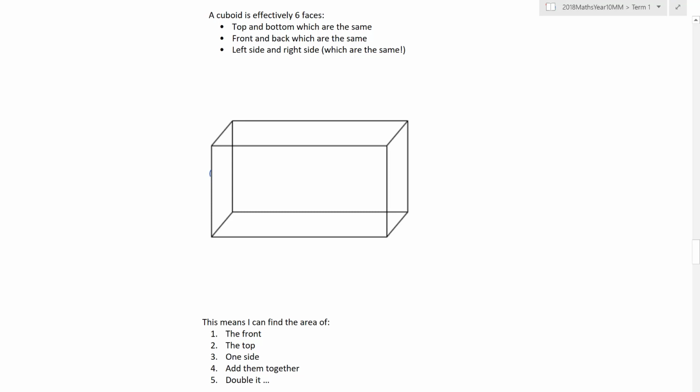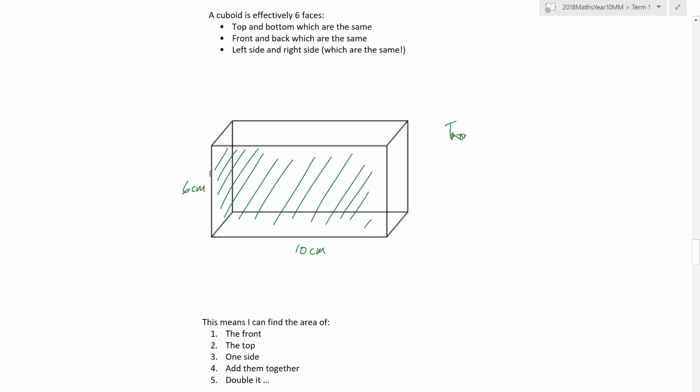So find the area of the front. I would be doing this. Let's imagine, for example, that this was 6 and this was 10, and we'll say centimeters, give it some units. I would then write the area of the front is equal to 6 times 10, which is 60 centimeters squared. Don't forget the units, and don't forget it's squared because it's area. And then automatically I would write down the area of the back is also 60 centimeters squared.